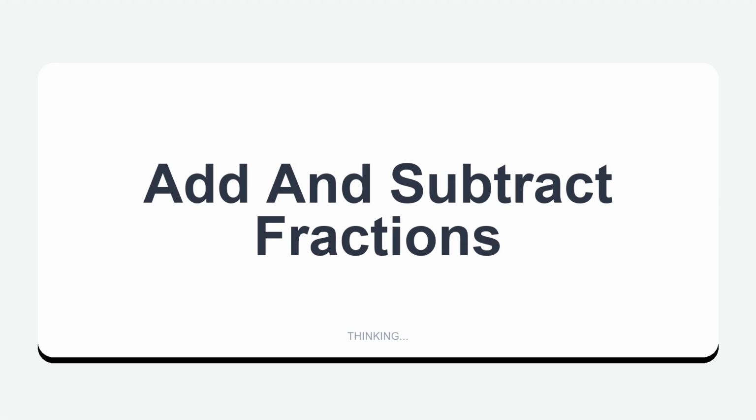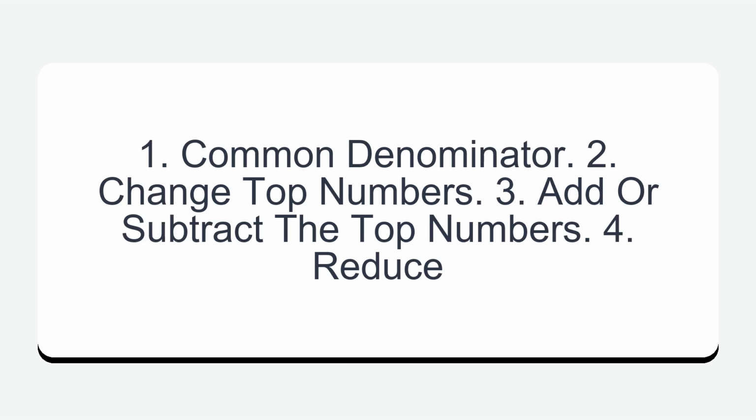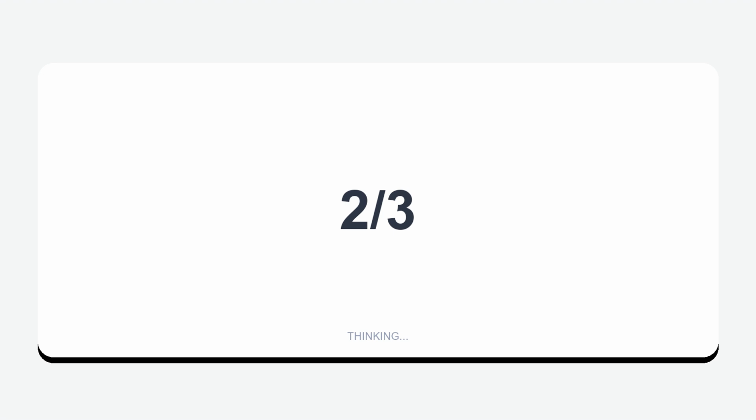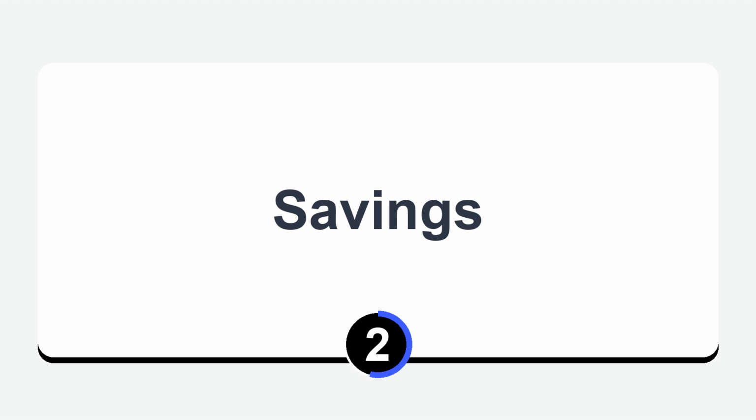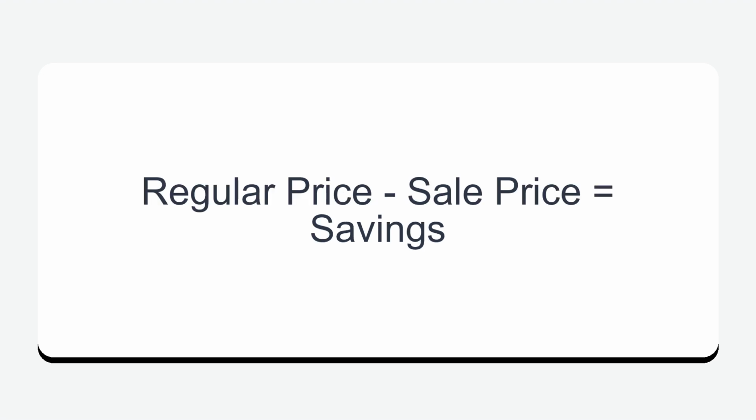Add and subtract fractions. 1. Common denominator. 2. Change top numbers. 3. Add or subtract the top numbers. 4. Reduce. 2/3 is 67%. Savings: regular price minus sale price equals savings.